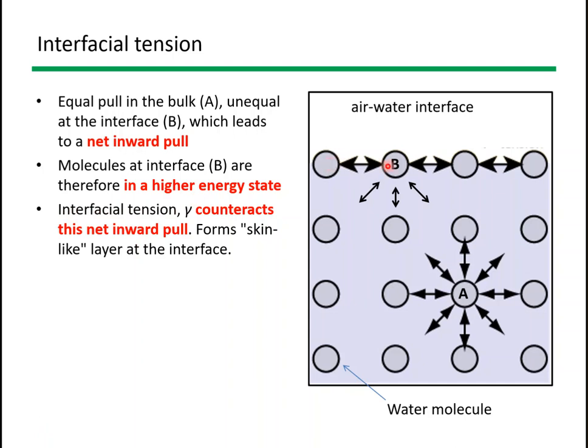That means that there are always going to be molecules at the interface, and this interfacial tension is effectively counteracting the net inward pull, the tendency for B to want to become A in order to reduce its energy. Okay, and this interfacial tension forms a skin-like layer at the interface, and obviously in water's case, the air-water interfacial tension is pretty high, and so you get the meniscus forming.